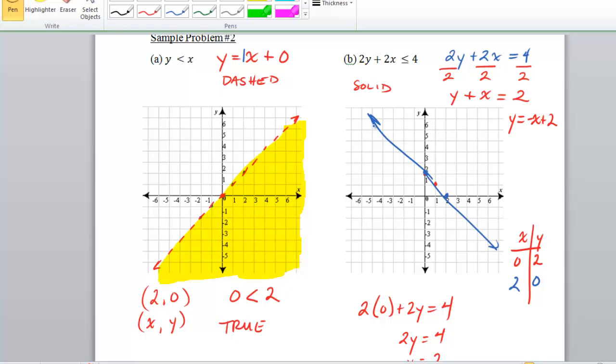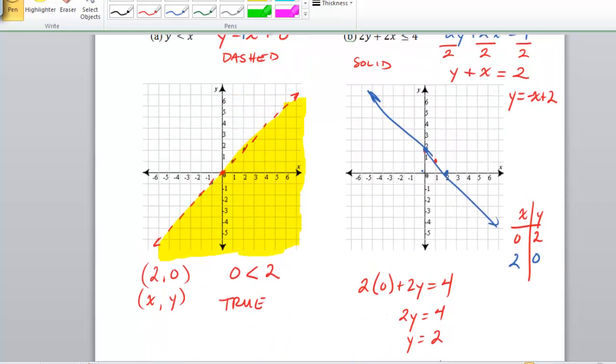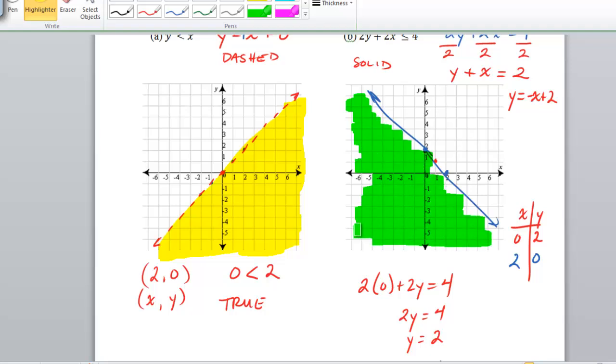So let's move into testing a point. Now we can clearly see that 0, 0 is not on the line, so we're going to test the point 0, 0. So I'm just going to use this extra space down here. So if I test 0, 0, I'm going to replace the x and the y with 0, and then that's going to give me 0 is less than or equal to 4, which is a true statement. And so since that is a true statement, it will be part of the shaded region. And you can see that would be our answer.